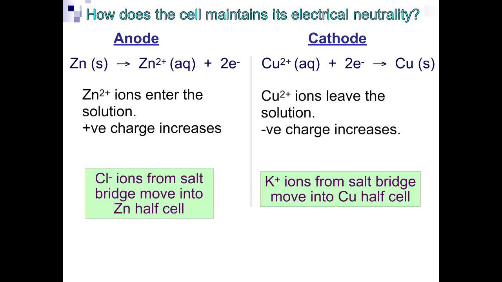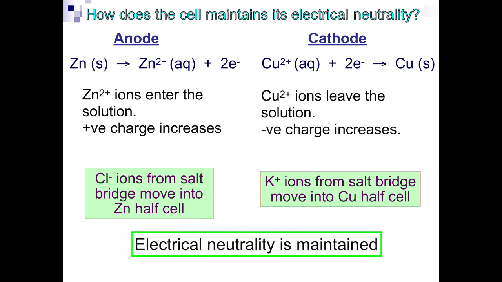Thus, the negative charge increase in cathode will be neutralized, as well as the positive charge increase in the anode. So, that's how a salt bridge maintains electrical neutrality.